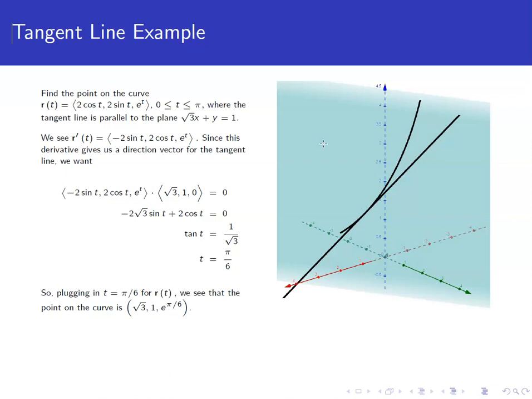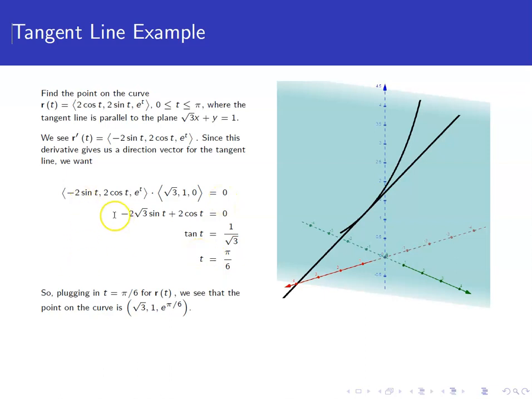Well, if it's going to be parallel to the plane, it better be orthogonal to the normal vector of the plane. Well, we can read the normal vector off using the coefficients on the x and y and the z for the equation of the plane they give us. So the normal vector to that plane must be root 3, 1, 0. So since we want the direction vector to be orthogonal to the normal vector, we can take the dot product and set it equal to 0, and then solve for t.